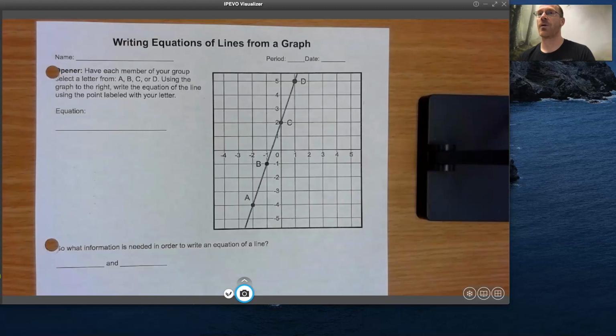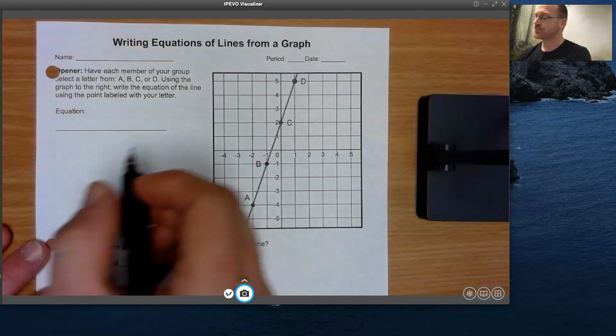The first thing that I want you to understand is that when we're writing equations of lines, there are multiple answers. There's not a singular correct answer, depending on what point you pick. So I'm going to talk about a couple of things that have to always be true and some things that could vary.